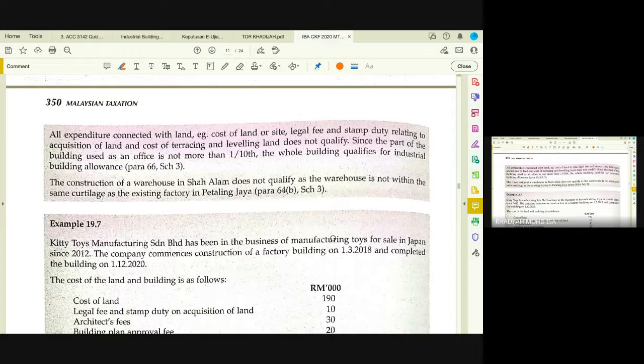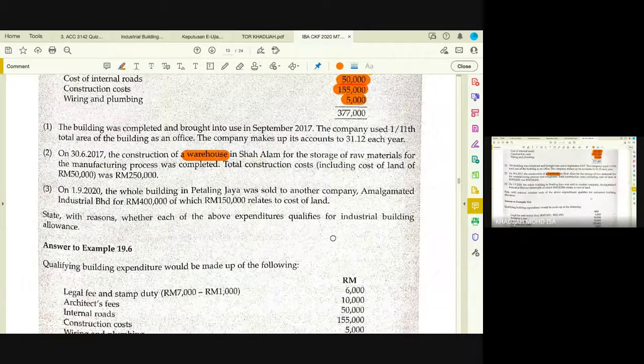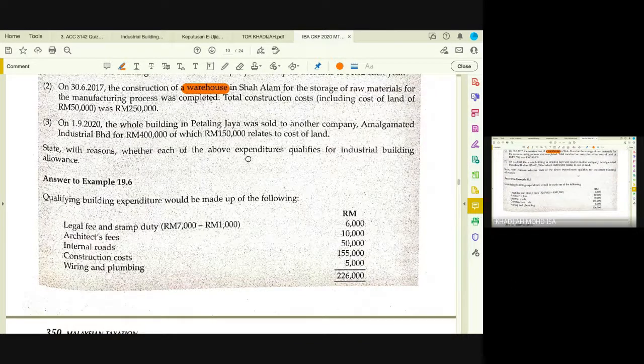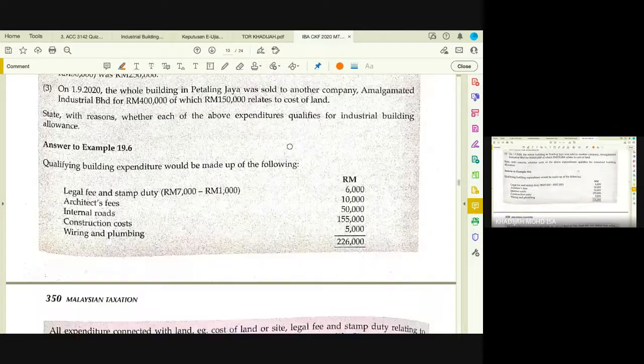All expenditure connected with land, for example cost of land or site, legal fees and stamp duty relating to acquisition of land, and cost of terracing and leveling land does not qualify. Since the part of the building used as an office is less than 10%, the whole building is used as an industrial building. The construction of the warehouse in Shah Alam does not qualify because it is not within the same curtilage as the existing factory in Petaling Jaya. So actually this we have covered in the first class, and the others we covered today, so you should be able to look at the example here and then decide what is the qualifying building expenditure.